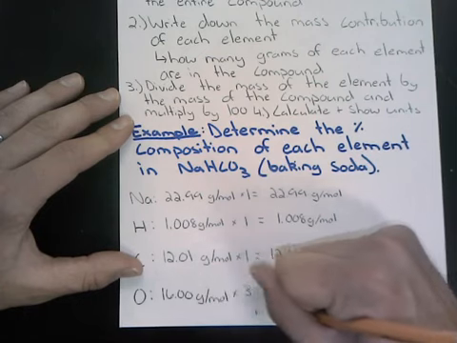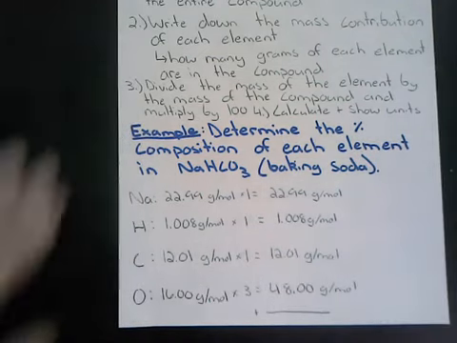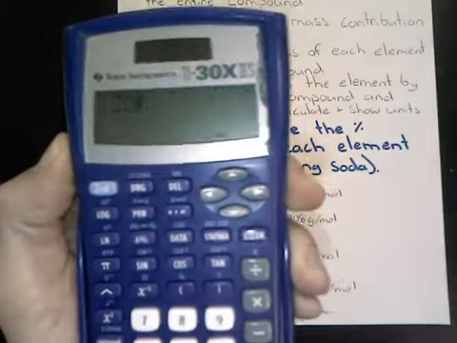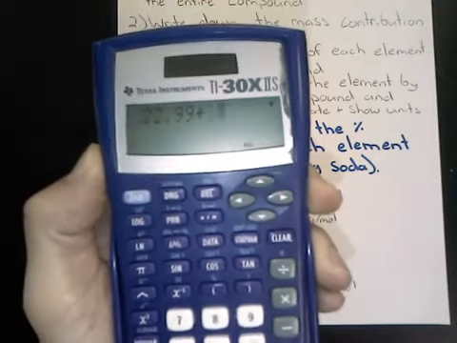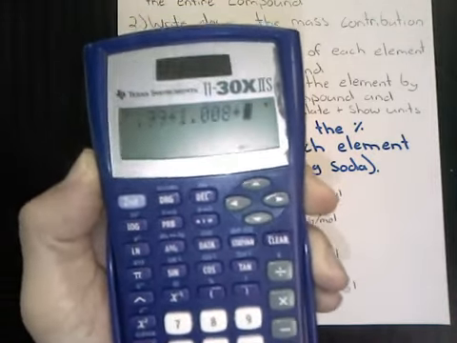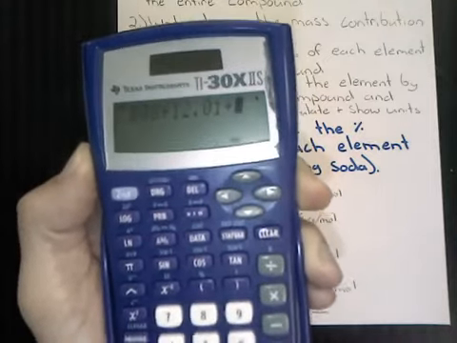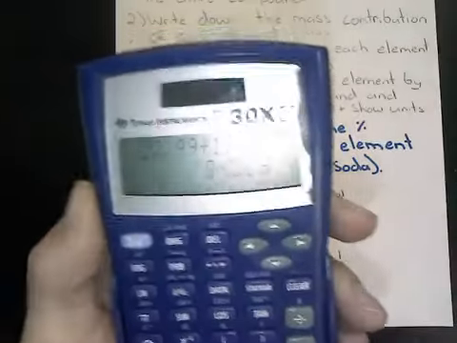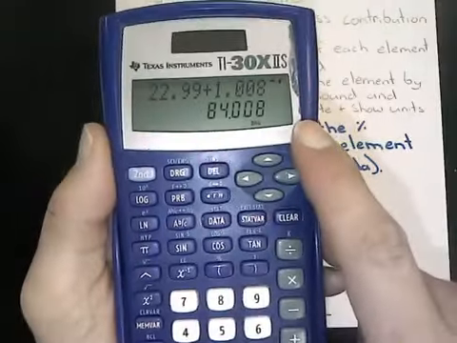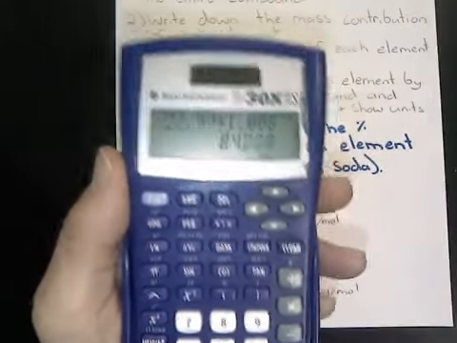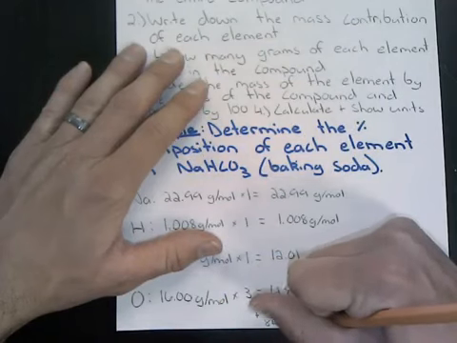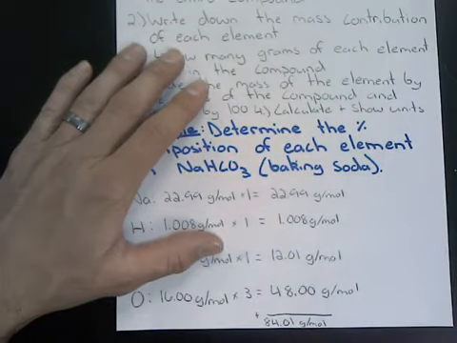Now all I'm going to do down in the bottom here is add all of these numbers together. So in my calculator, I am going to type in 22.99 plus 1.008 plus 12.01 plus 48.00. I'm going to press enter. Well, I get a value. I'm going to round to 2 decimal places. So I'm going to round to 84.01 grams per mole. So this is 84.01 grams per mole.